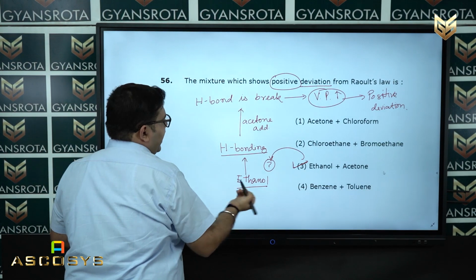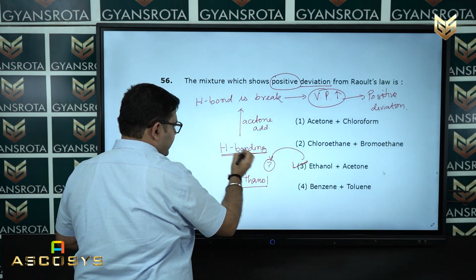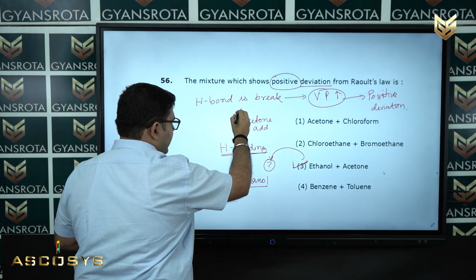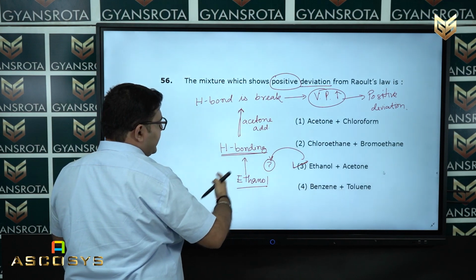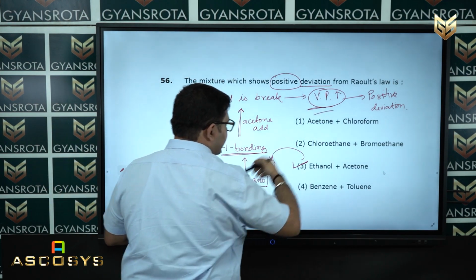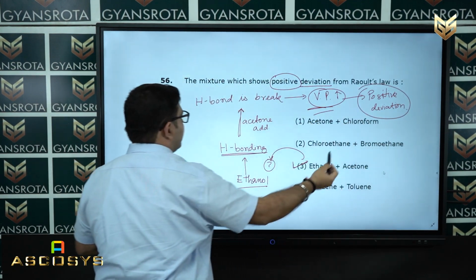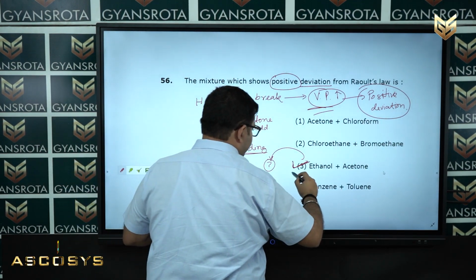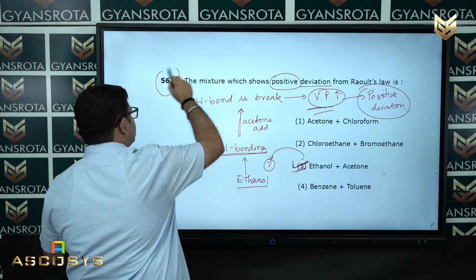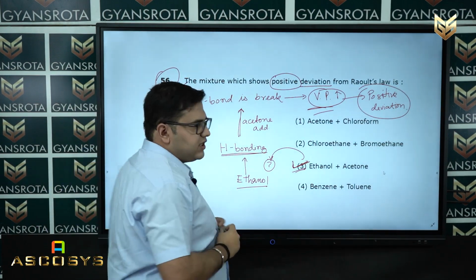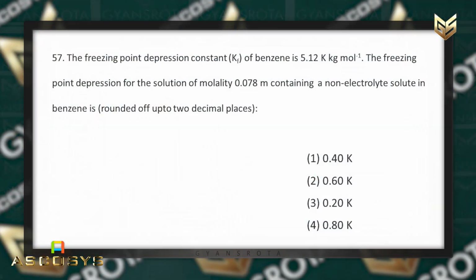So, ethanol having hydrogen bond, that hydrogen bond is breaking due to addition of acetone, and when hydrogen bond is broken, your vapor pressure automatically increases, and as a result it shows positive deviation from Raoult's law. So, your option number 3 is the correct answer of your question number 56. So, question number 57 is on your screen.